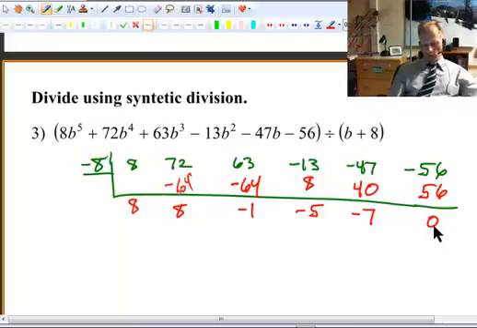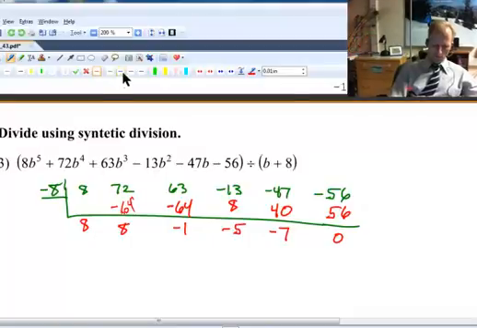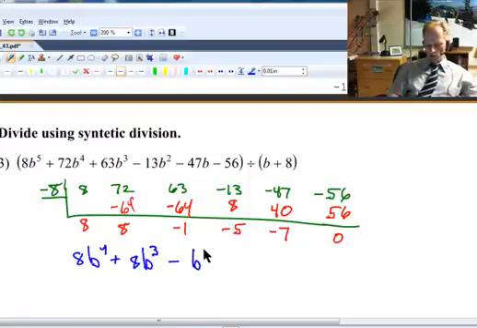That means I have a remainder of 0. The negative 7 is the constant. The negative 5 is the coefficient of the b term. The negative 1 is the coefficient of the b squared term. The 8 is the coefficient of b cubed, and the last 8 is the coefficient of the b to the 4th. So that means my quotient is 8b to the 4th plus 8b cubed minus b squared minus 5b minus 7, with a remainder of 0.